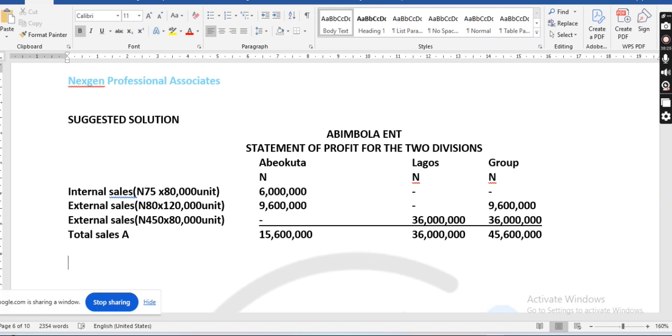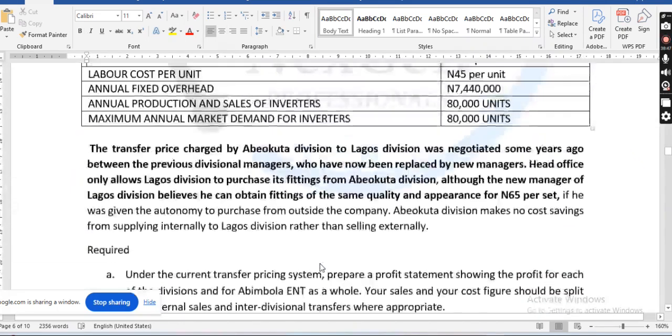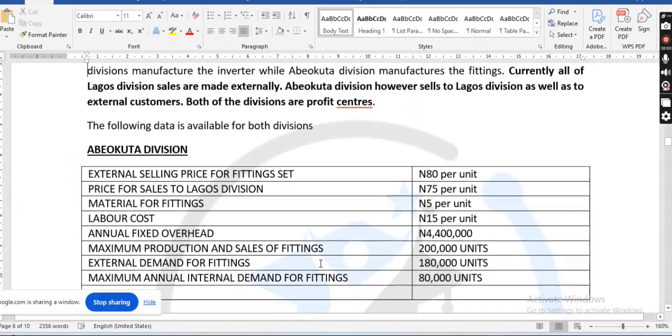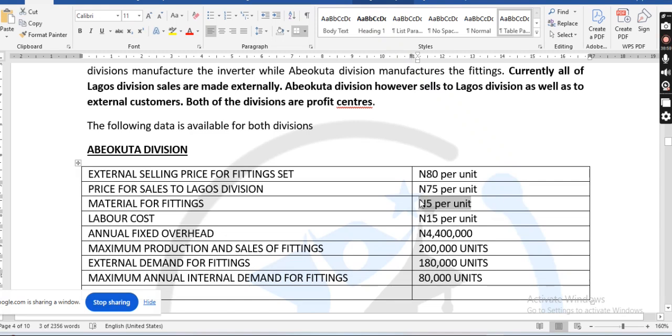So now, of course, in the process of making sales internal and external, you will incur costs. Is that not so? You will definitely incur costs. So now let's start with variable cost. Let's check the variable costs of Abeokuta first. Then we come back to Lagos.